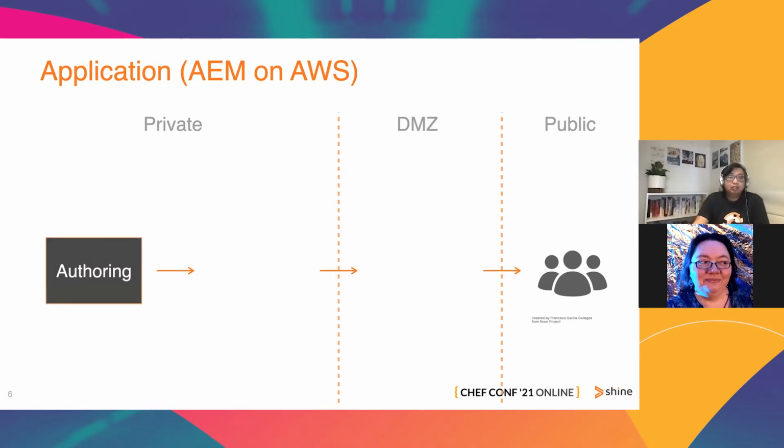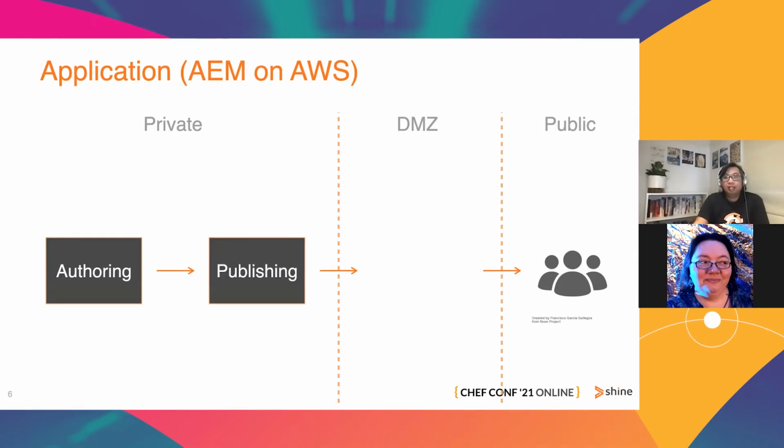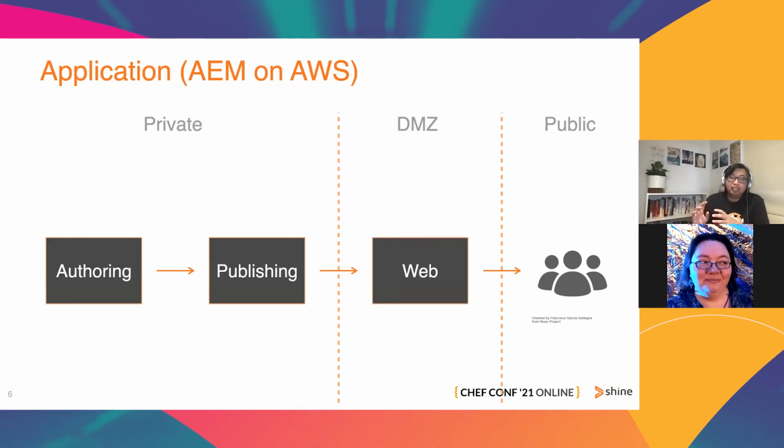AEM has several components. So authoring, where the content author produces the content for the websites, the web pages, and then a publishing component where those content are then published to the next stage. And then there is a web layer as well, where those content, those pages, and the assets are cached and served to the public through this web layer.